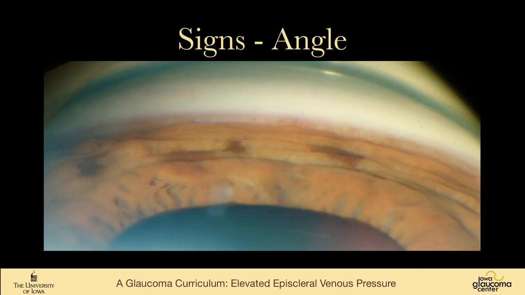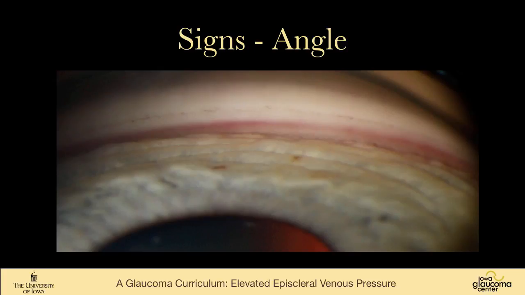And then on gonioscopy, one can see blood in Schlemm's Canal, and it's usually quite subtle, like it is in this patient. And for those of us like me who don't have great color vision, it can be a challenge to see. And sometimes it is not subtle, like in this patient.